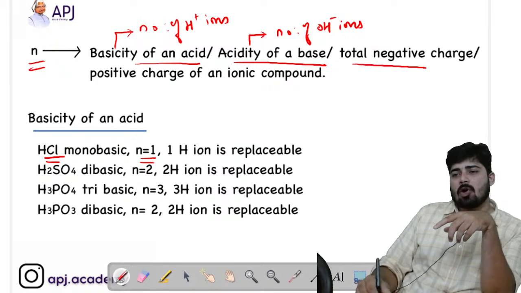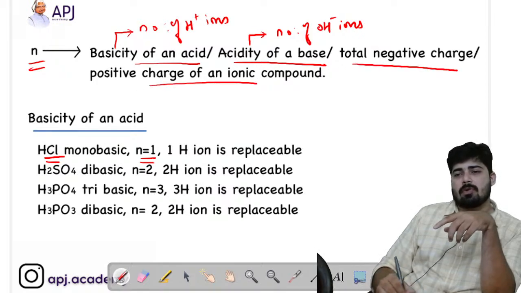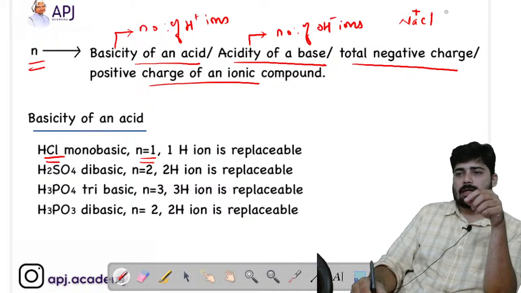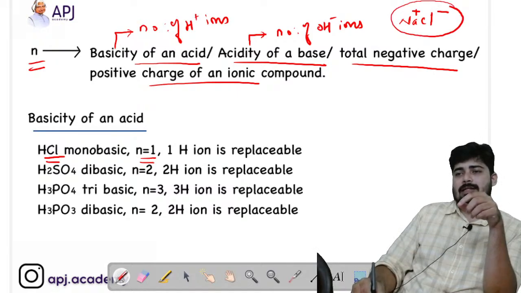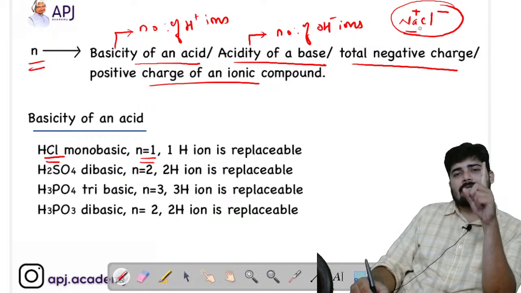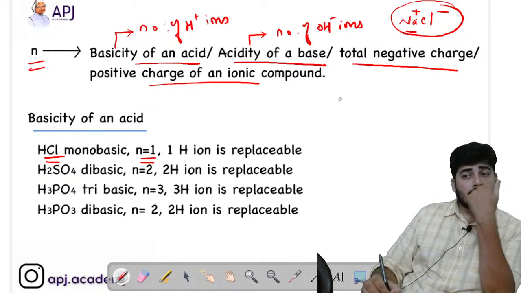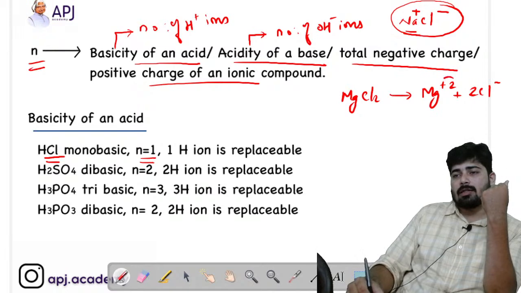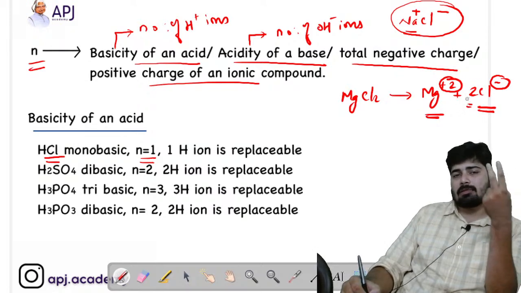And it indicates the total positive or negative charge of an ionic compound. If you are considering NaCl, the positive charge is +1 and the negative charge is -1. So the valency factor of NaCl is 1, because there is only one positive charge and only one negative charge. If you are considering MgCl2, it consists of Mg2+ ion and 2 Cl- ions. So the valency factor is 2, from the cation, and also 2 from the anion, because there are 2 negative charges.